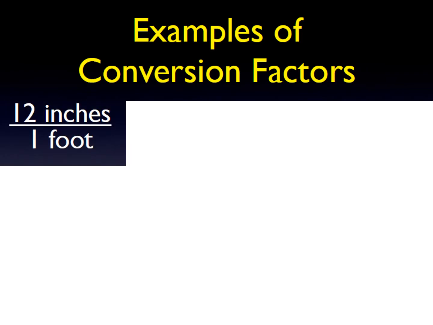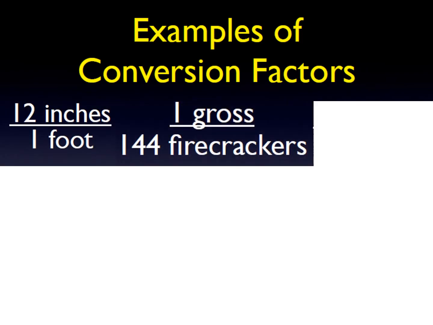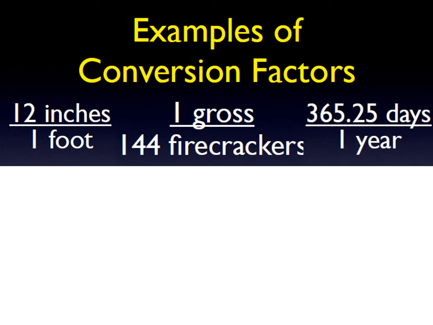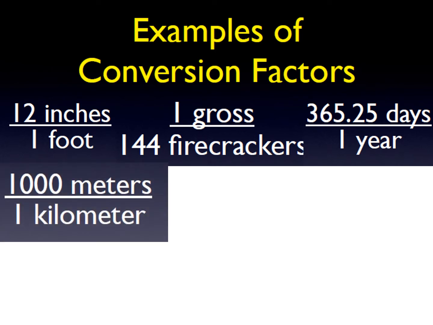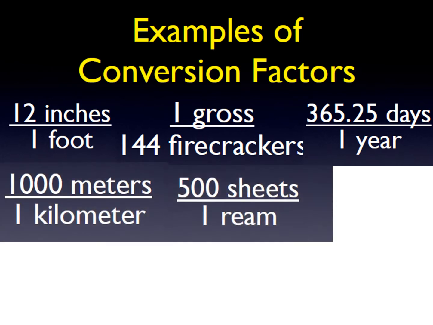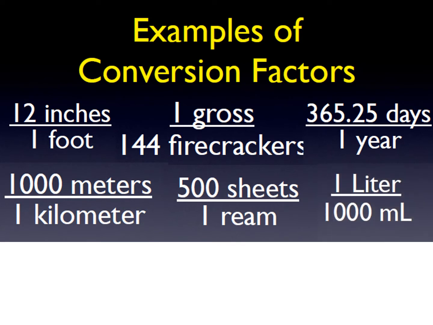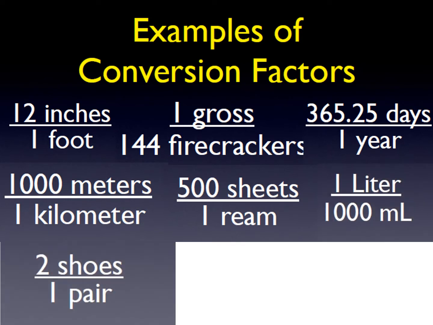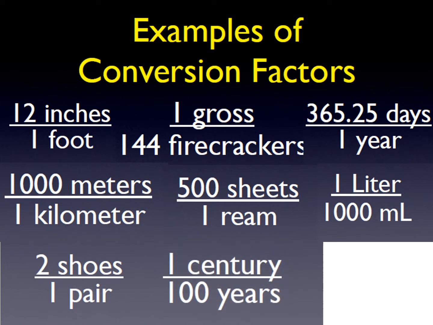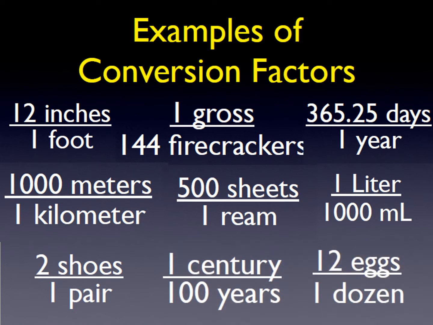So examples of conversion factors: 12 inches is a foot, 144 firecrackers is 1 gross, a year is 365.25 days, remember there's leap years, 1,000 meters in a kilometer, a ream of paper is 500 sheets, 1 liter is 1,000 milliliters, a pair is 2 shoes, a pair of socks too, a century is 100 years, a dozen is 12 eggs, or whatever you have for a dozen. Could be cookies.